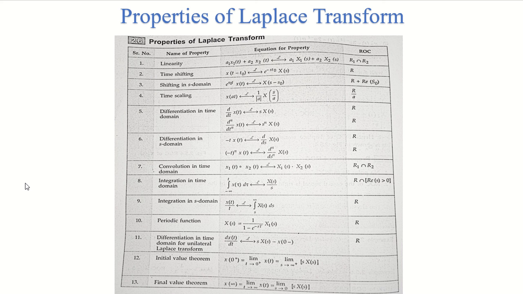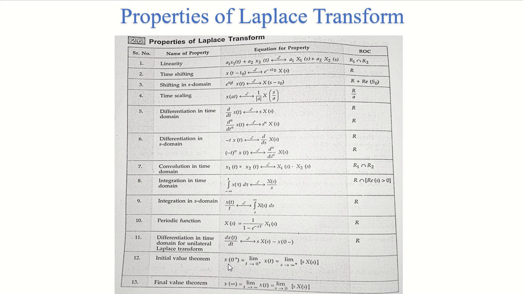And then at last we have two very important theorems called the initial value theorem and the final value theorem. The initial value theorem is given using this formula: x of 0 plus will be equal to the limit t tends to 0 plus of x of t. And after seeing that, we can find the value for them. It will be the limit s tends to infinity of s x of s.